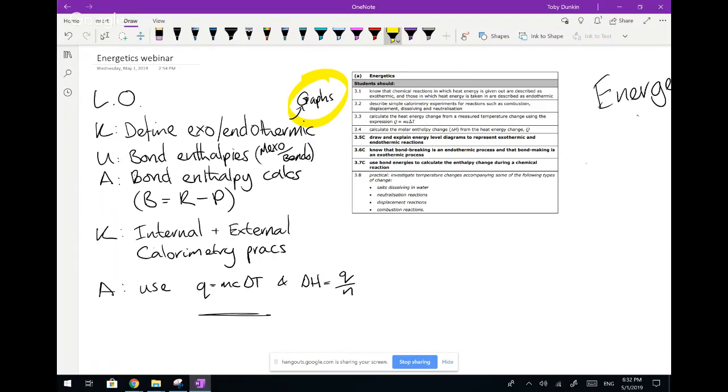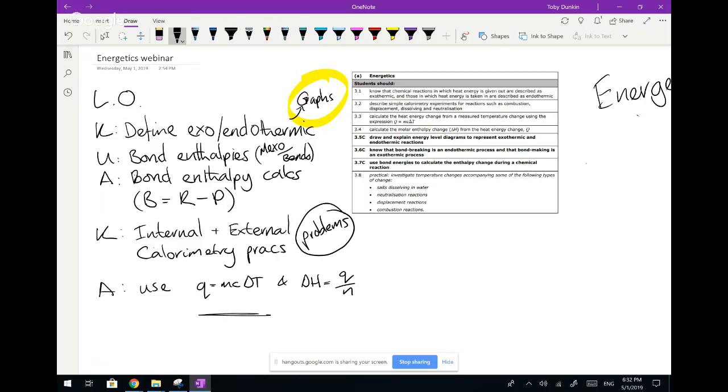My fourth learning objective is we're going to have a look at recognizing and knowing internal and external calorimetry practicals. And it is really important, year 11, that we recognize the distinction between the two practical setups and why one of them is preferred over the other. And we will then look at all the associated problems that go with these practicals.